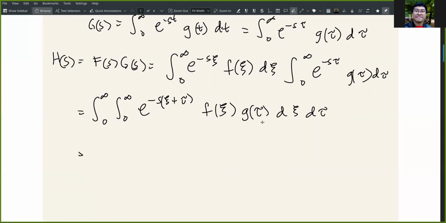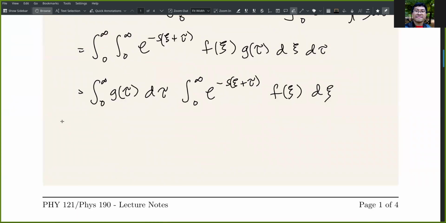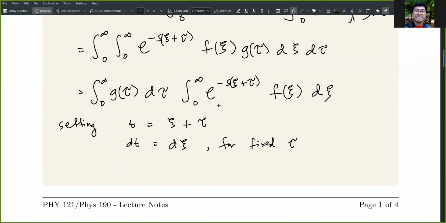We can also write, let's say, if this integral corresponds to the tau, you can write g(tau) all the way here, d tau, which means that we are integrating first over psi. So e to the minus s, this contains psi, f(psi) d psi. So we're basically just doing this operation first before integrating over tau. Now we can change variables, t equal to psi plus tau, just so that we replace this. dt is d psi for fixed tau. Tau is fixed for this part, but it runs from 0 to infinity when we include this.